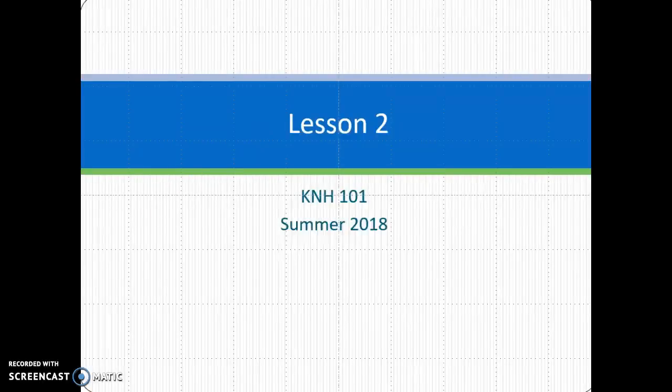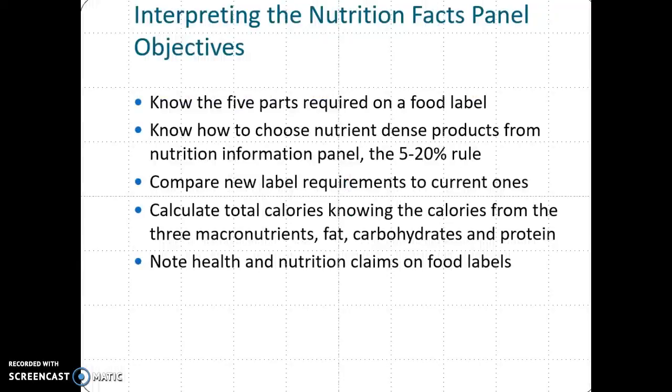We're in summer 2018, lesson 2, and this is about nutrition labeling. So there's 5 different things we'll talk about. The parts of the food label, so every food label has requirements by the FDA that has to be on it. We'll look at how you could choose foods that are nutrient dense. So there's a special rule they use, the 520 rule.